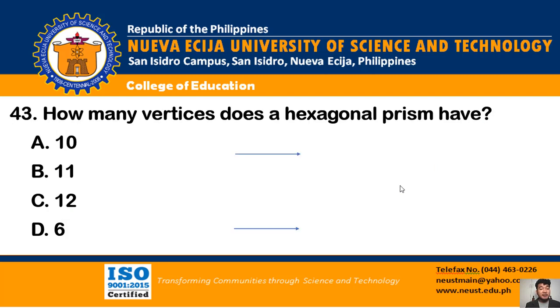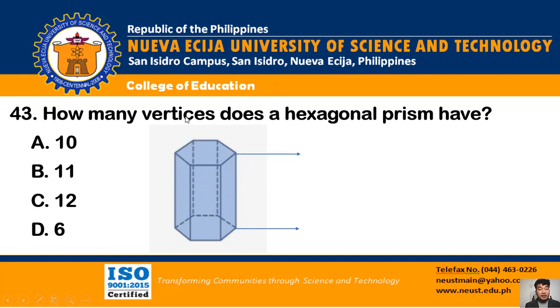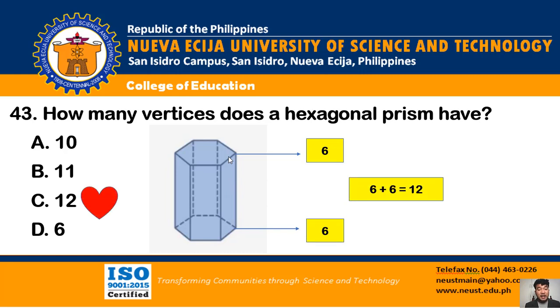43. How many vertices does a hexagonal prism have? And here's the hexagonal prism. The question is how many vertices. So this is a hexagon. So on top we have 6 vertices, and then at the bottom we also have 6 vertices. So all in all we have 12 vertices.